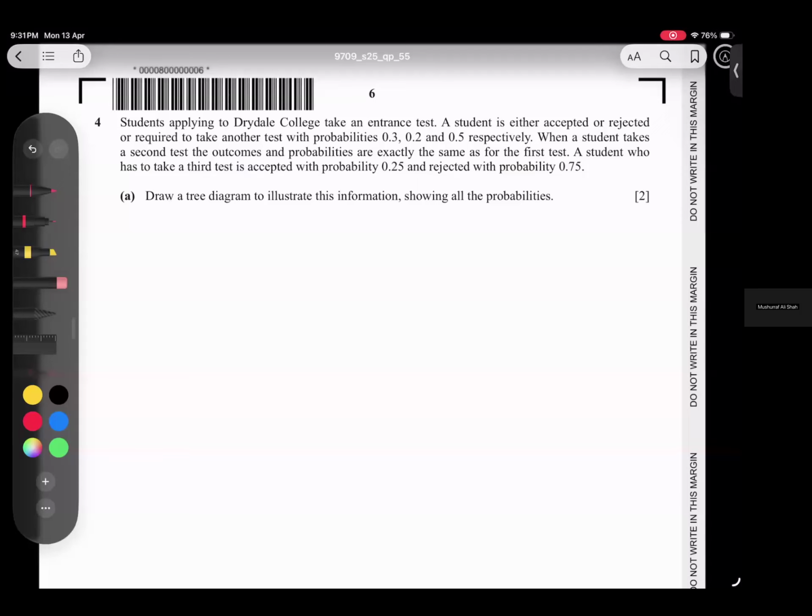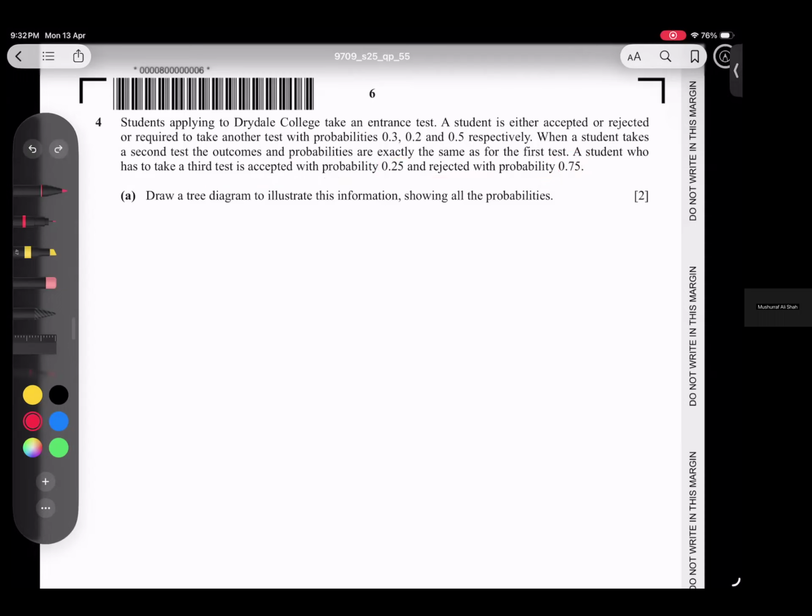Question number 4, students. Students are applying to the college and take an entrance test. Students are either accepted, rejected, or required to take another test. In the same order: accepted 0.3, rejected 0.2, and another test 0.5. When a student takes a second test, the outcomes and probabilities are exactly the same. A student who has the third test is accepted with 0.25, rejected with 0.75.